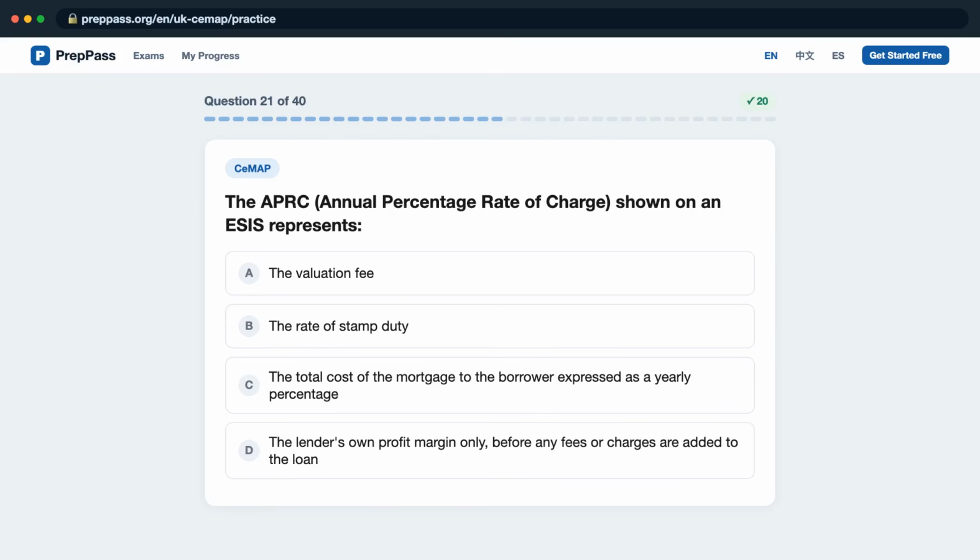Question 21. The APRC, annual percentage rate of charge, shown on an ESIS represents, is it A, the valuation fee? B, the rate of stamp duty? C, the total cost of the mortgage to the borrower expressed as a yearly percentage? D, the lender's own profit margin only, before any fees or charges are added to the loan?